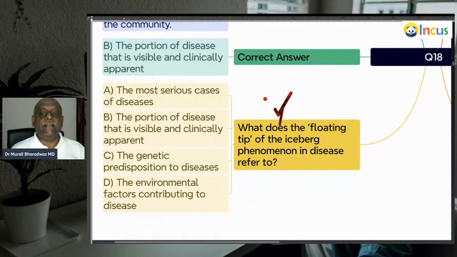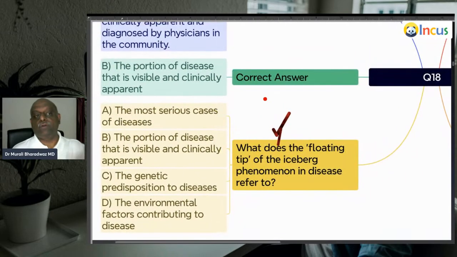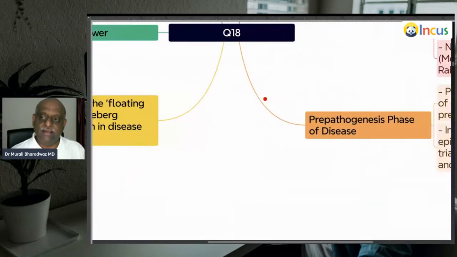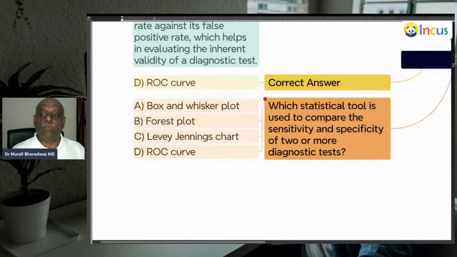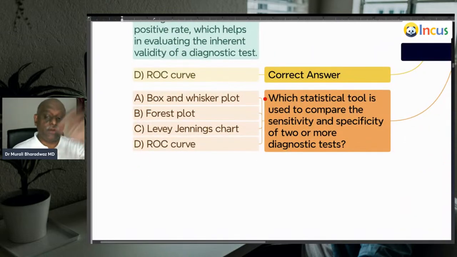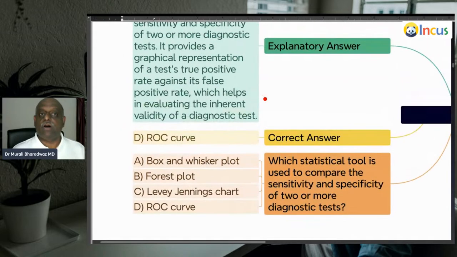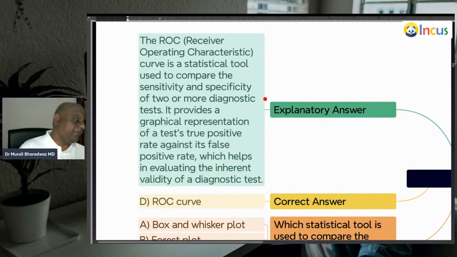Now, floating tip of the iceberg phenomenon: the portion of the disease that is visible and clinically apparent is the floating tip. Submerged is the one which you cannot see. Now, which statistical tool is used to compare the sensitivity and specificity of two or more diagnostic tests? We call it ROC, receiver operating characteristic curve.